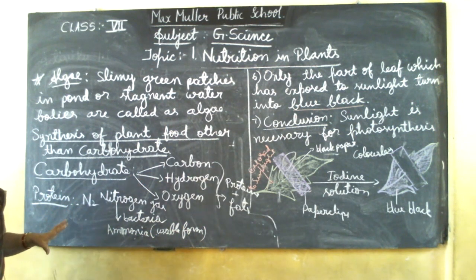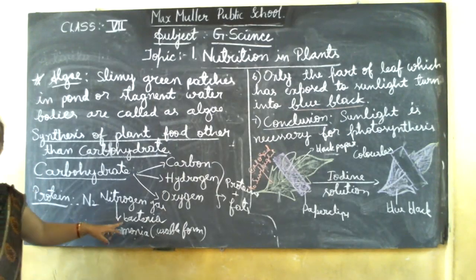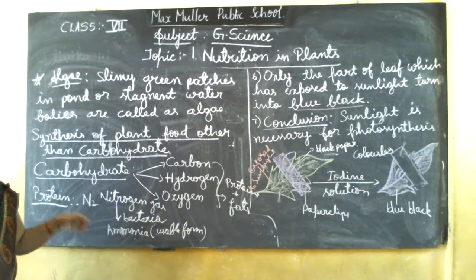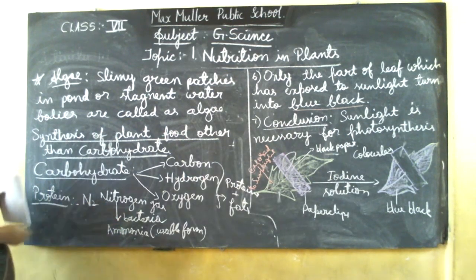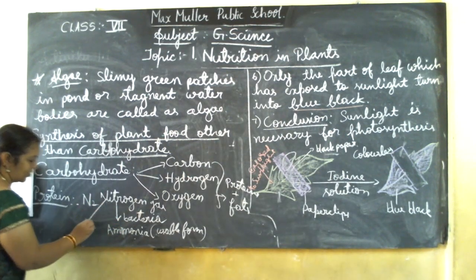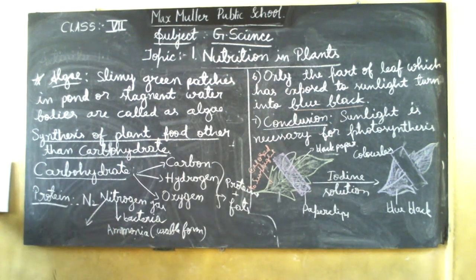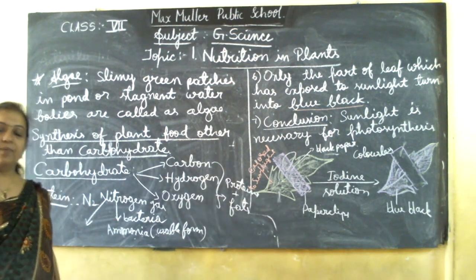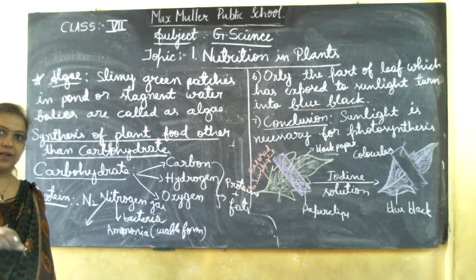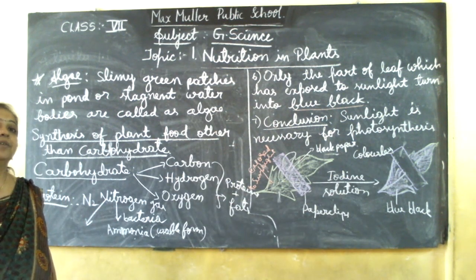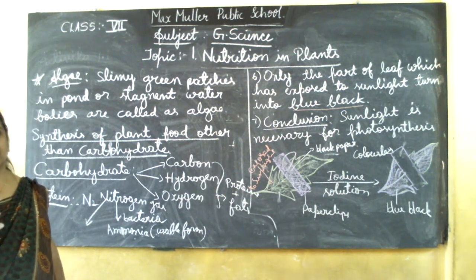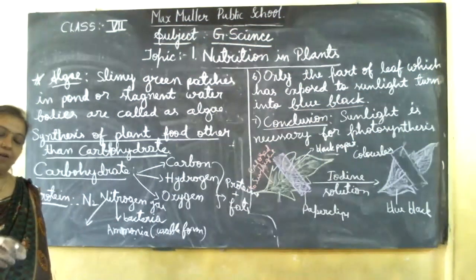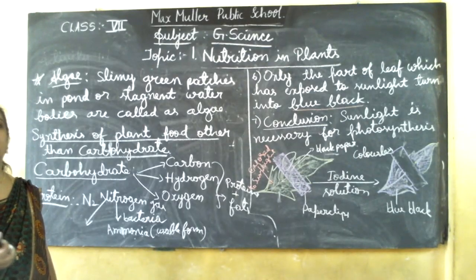Nobody will do this. If there are no bacteria present, and no ammonia is present in the soil, the farmers will add nitrogen-containing fertilizers. Fertilizers are nothing but manure. All plants will not grow in a healthy way by themselves. We have to pour water, sunlight is necessary, and we add a little bit of manure also, so that the plant gets all the nutrients and grows in a proper healthy way.